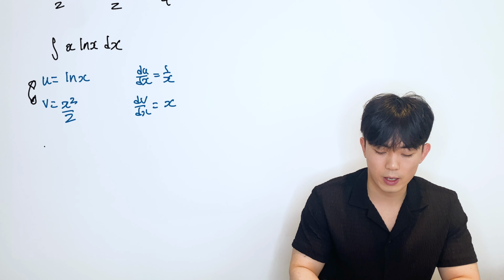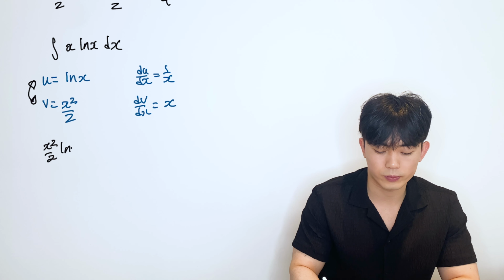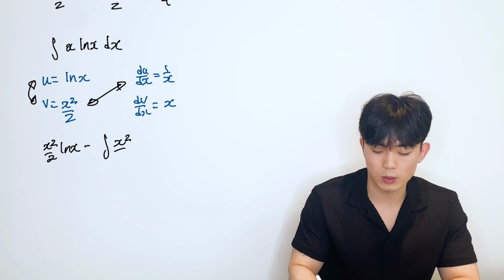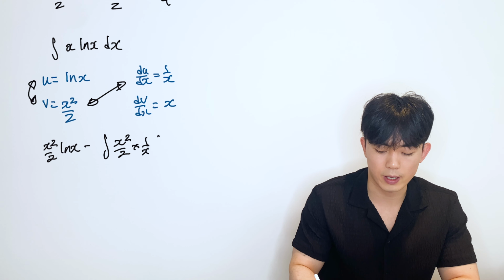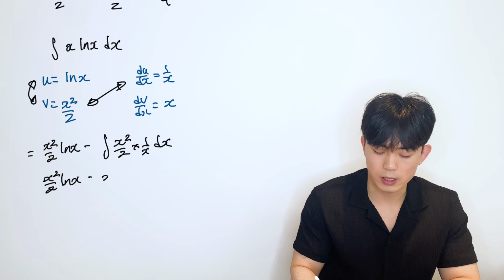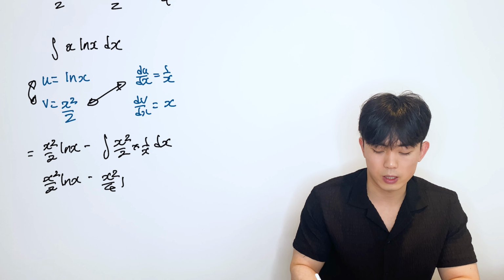But once we've done that, then we do u times v. So it's going to be x squared over 2 ln x minus the integral of v times du by dx. So integrating x squared over 2 multiplied by 1 over x dx, which will give us x squared over 2 ln x minus x squared over 4, plus c.